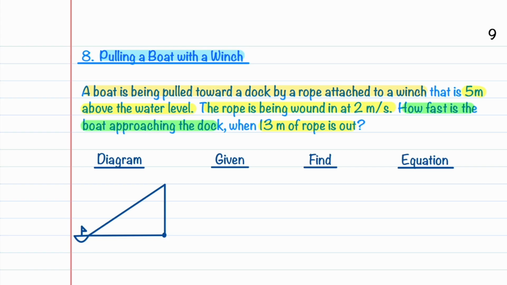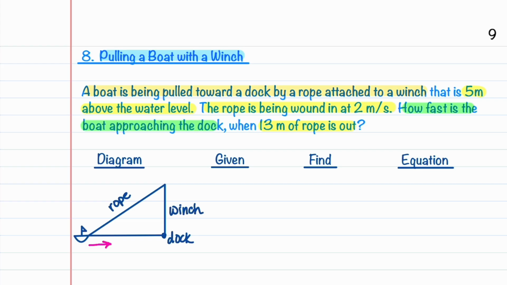I put a diagram down here, put a little boat. That's about as good as I could draw it. And now let's go ahead and label things. This right-hand side is our winch. And then this distance here is our rope. And then this point here is our dock. Our boat is heading towards the dock.